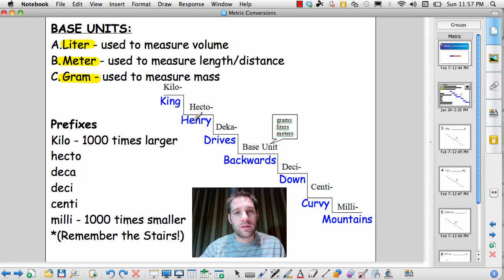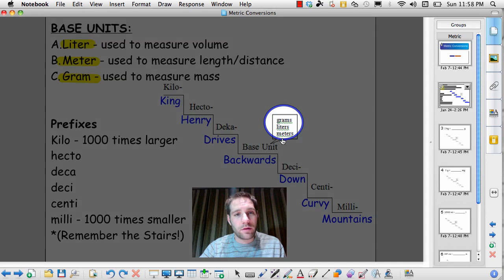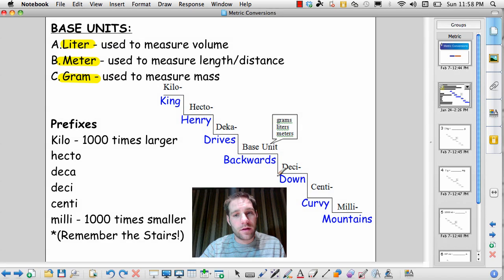The K in King would stand for kilo, the H in Henry would stand for hecto, the D in drives would stand for deca, the B in backwards stands for our base units, and those again being our three units that we talked about, the gram, the liter, and the meter. The D in down would stand for deci, the C in curvy stands for centi, and the M in mountains stands for milli. So if you remember King Henry drives backwards, you'll be able to remember those prefixes and their order from largest, which is kilo, to smallest, which is milli. Now let's take a look at how we can use these prefixes and these base units to convert the size of our number that we're working with.